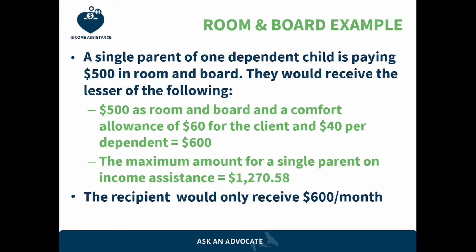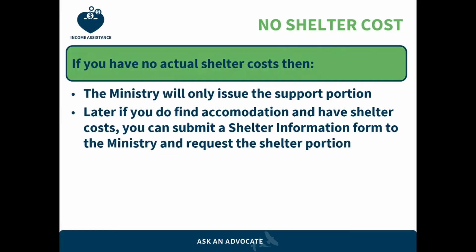For a room and board example, a single parent of one dependent child is paying $500 in room and board. They would receive the lesser of the following: either $500 as room and board and a comfort allowance of $60 for the client and $40 for the dependent, for a total of $600, whereas the maximum amount for a single parent on income assistance is $1,270.58. So in this particular scenario, the client would only receive $600 since it is the lesser amount.